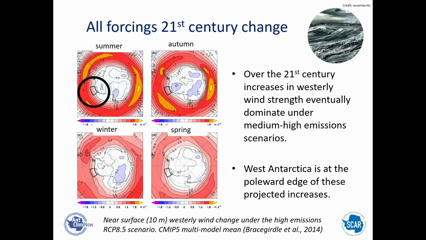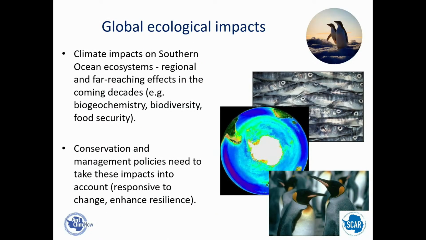Of course, there are other changes that have happened in recent decades and will happen in the future to other parts of the climate system, too many to explore in detail here. But one point I would also like to make is that global impacts and regional impacts extend also to the ecological systems. So climate impacts on Southern Ocean ecosystems are both regional and far-reaching, and involve biogeochemistry, biodiversity, and food security. So conservation management policies need to take account of these impacts and be responsive to change and enhance resilience. So that's just a point relating to other impacts of Antarctic change.